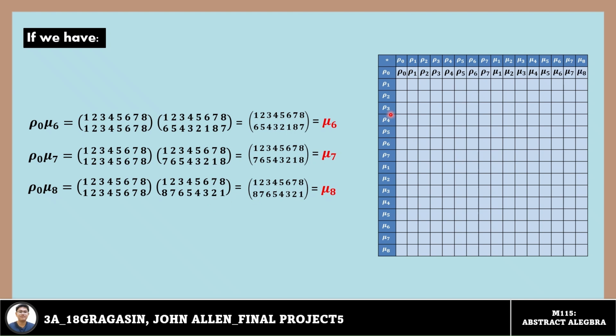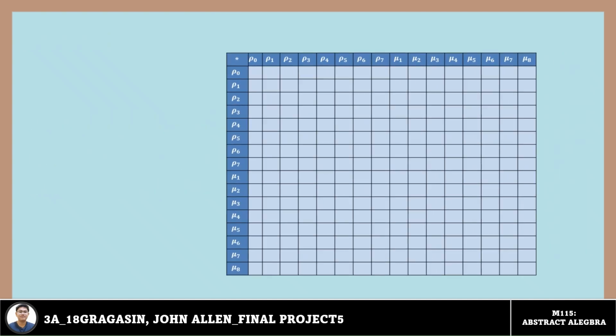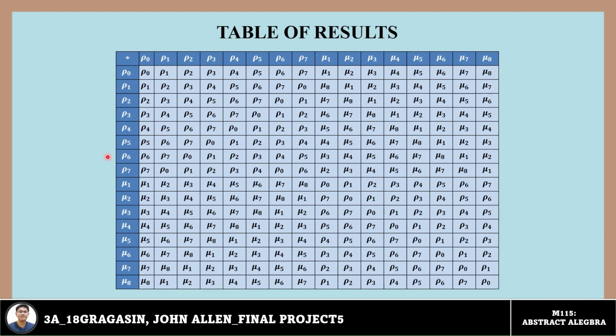And then, as you can observe, any element that we multiply into rho sub 0, that element is the answer. Therefore, we will just copy these elements to this column. So from rho sub 1 to mu sub 8, we have this. Continuing the process of multiplying each element, we will get this table of results.